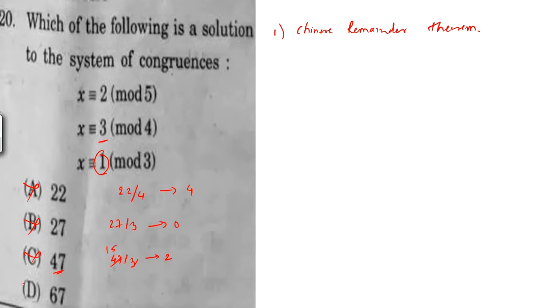So the only option remaining is 67. Now check whether 67 divided by 5 gives remainder 2. Yes. 67 divided by 4 gives remainder 3, and 67 divided by 3 gives remainder 1. The Chinese remainder theorem method is very lengthy, so I am not doing that here. I am just cross-checking the values, and I get the answer as 67. So option D is correct.